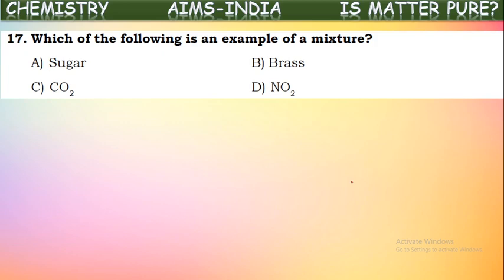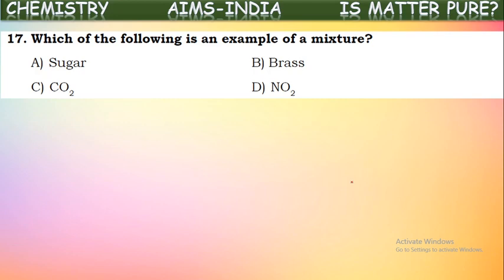Which of the following is an example of a mixture? Out of the given options, which is a mixture? See the first one, sugar. Sugar is not a mixture; it is a pure substance. A single kind of molecule is present in it. So it is a pure substance, called a compound.